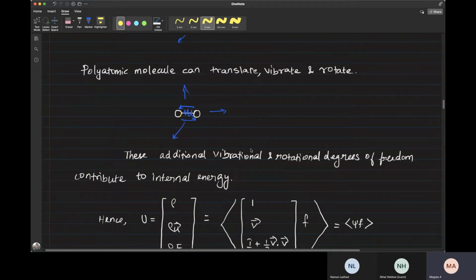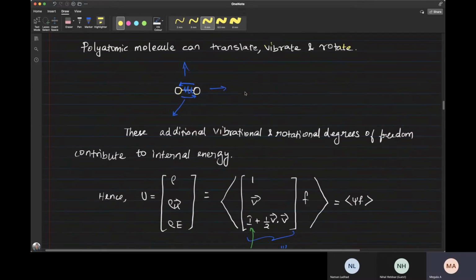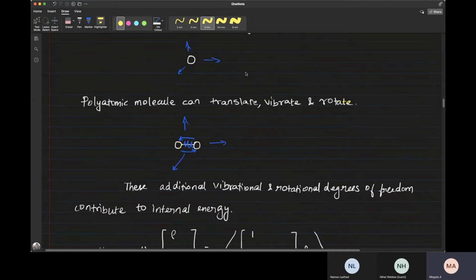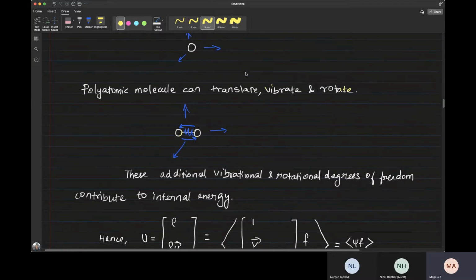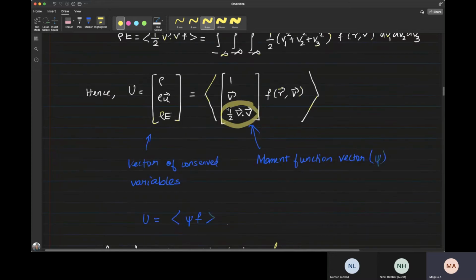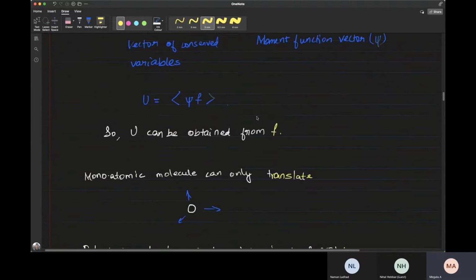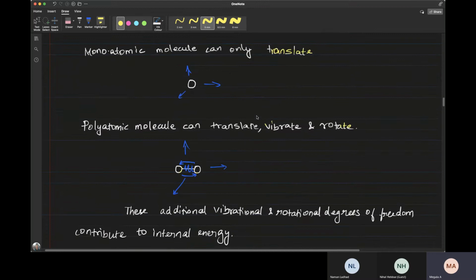So these additional vibrational and rotational degrees of freedom, that is these two. Translation is just common for everything, whereas vibration and rotation is there only for polyatomic molecules, and these additional degrees of freedom contribute to internal energy. So as of now, we have not seen how internal energy is coming up in rho e. We have taken only the kinetic contribution from the microscopic description, only half v dot v psi f. We have not taken the internal energy contribution.